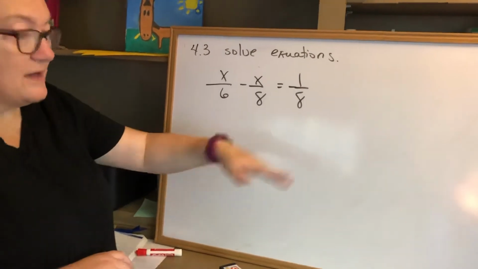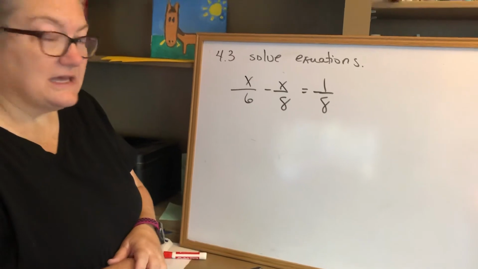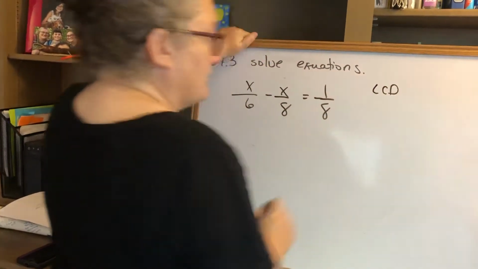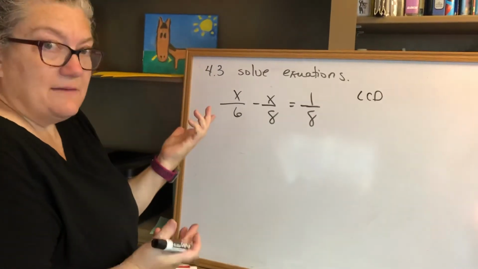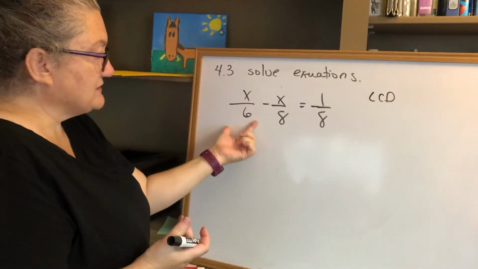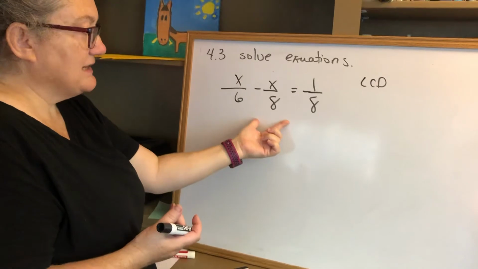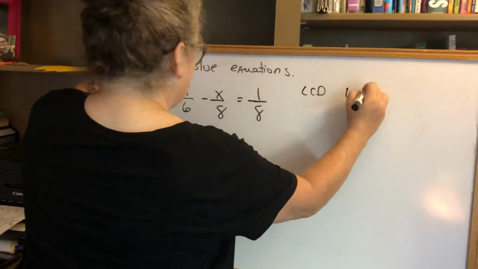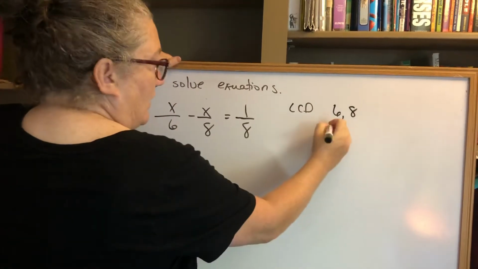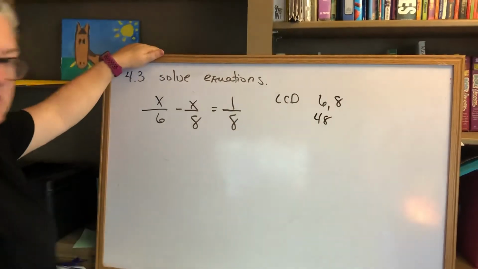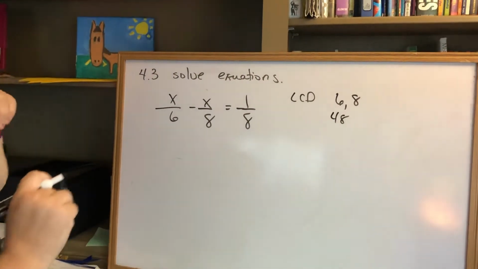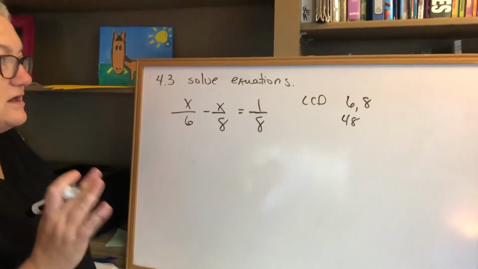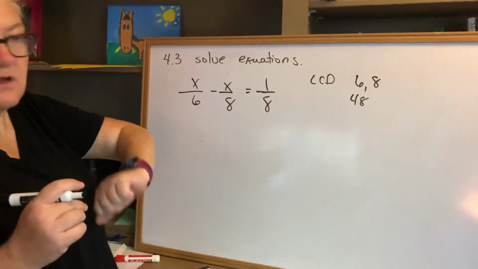Well, to get rid of them, we need to find our LCD. That's the least common denominator. And what is the LCD of all our denominators? First thing you need to know is how many terms we have. We have x over 6 is one term, x over 8 is a term, and 1 over 8 is a term. So we need to know what is our LCD of 6 and 8. Well, we can use 48. We can just always multiply them together and use that. We could have used 24 if we wanted. But whatever is a common denominator. I know it says least, but I say whatever's the common denominator.